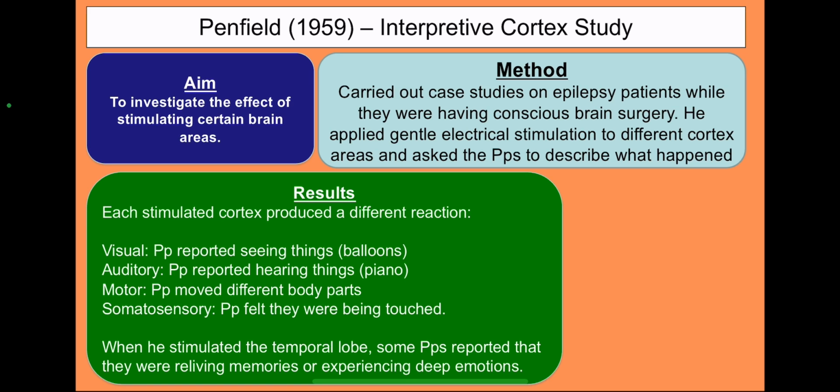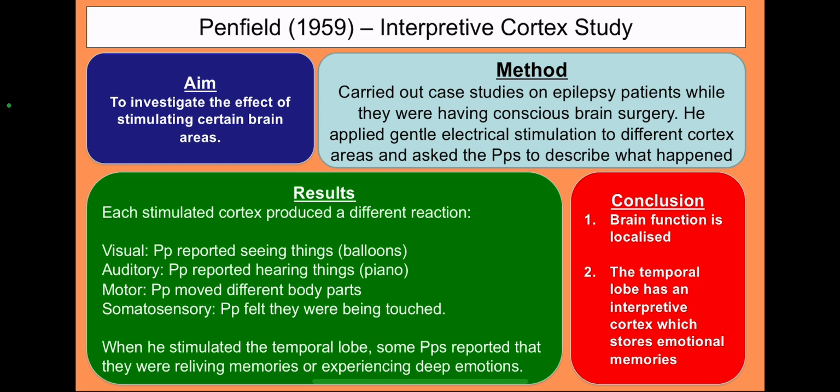When he stimulated the visual cortex, the participant said they saw things. When he stimulated the auditory cortex, they said they heard things. When it was the motor cortex, the participant moved a part of their body. And when it was the somatosensory cortex, the participant felt like they were being touched. Interestingly, when he stimulated another part of the temporal lobe, some of the participants reported that they were actually reliving a really deep emotional memory of theirs, and this led him to believe that he'd found a new cortex area where emotional memories were stored, and he called this the interpretive cortex.